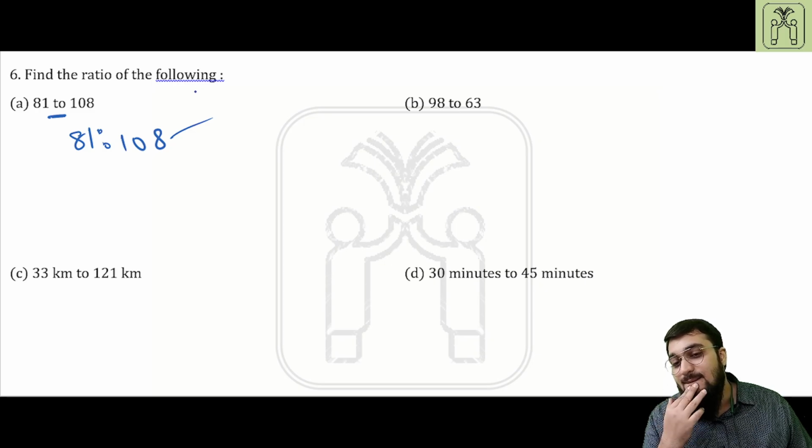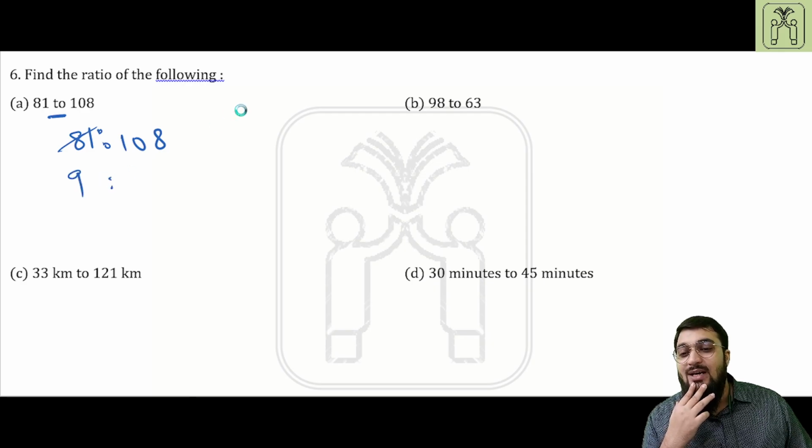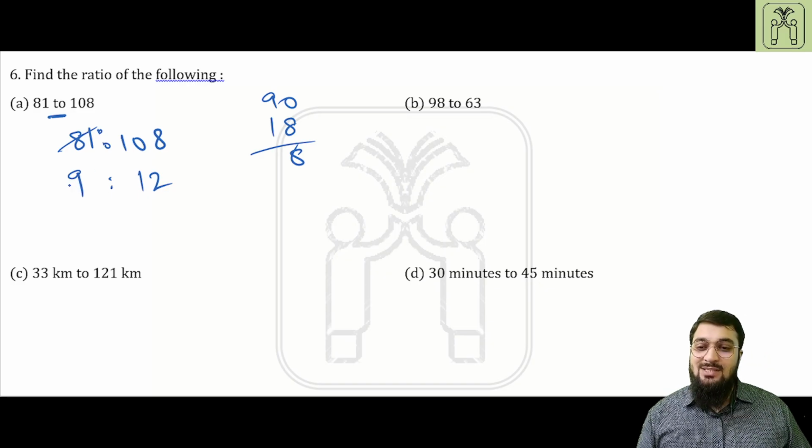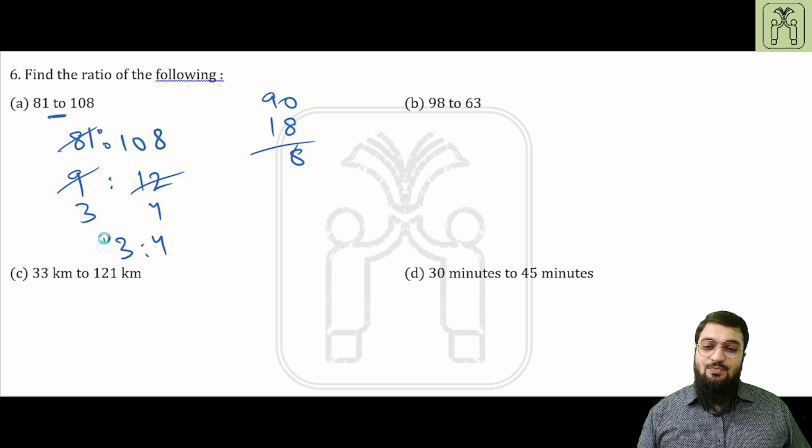Will that be divisible? 90? No, no, no. It is divisible by 9 also, because 9 nines are 81, and that will be 90 plus 18, and that will give you 8. Yes, and that will be 12 times. So this will give you 9 12 times. After that, we'll see that 3 3 times, and we'll get 3 4 times. So the answer is 3 is to 4.